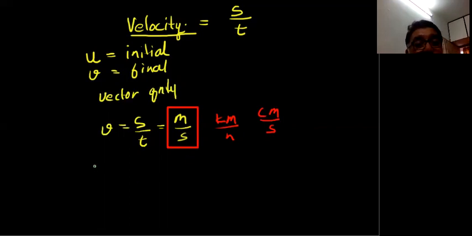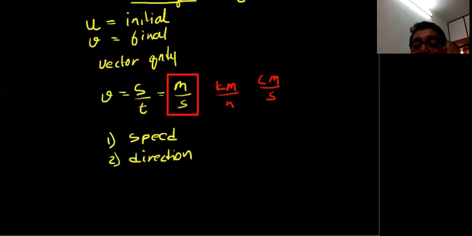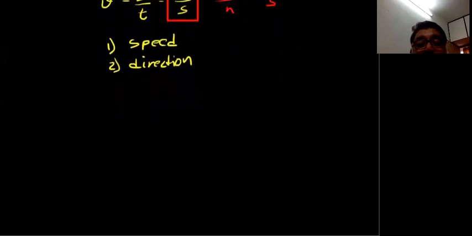Now, when we say velocity is a vector quantity, that means we have to mention the direction of the velocity. So velocity has two important things. Firstly, speed, and secondly, direction. So let's try to figure out what it means that velocity depends on two things, speed and direction.